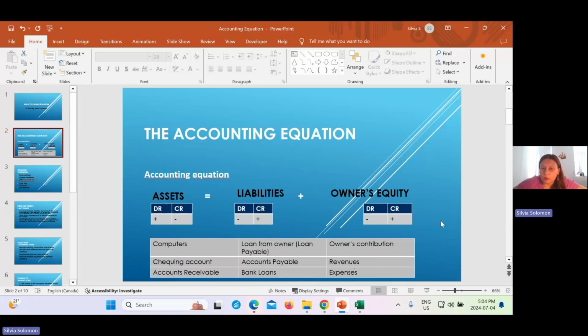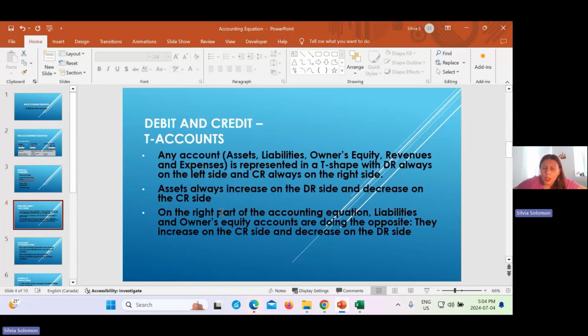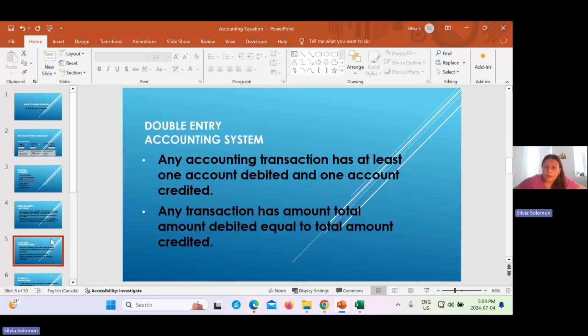So minus, plus, minus, plus, and on the left side is plus, minus. Now we go back here, and I said assets always increase on the debit side, decrease on the credit side. On the right part, it's exactly the opposite. So why do we say in accounting that it is a double entry?